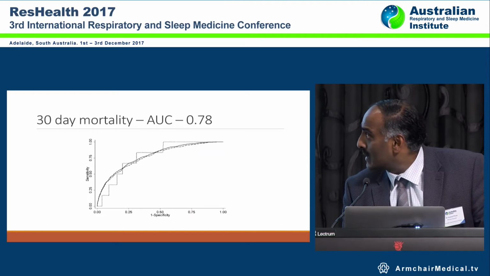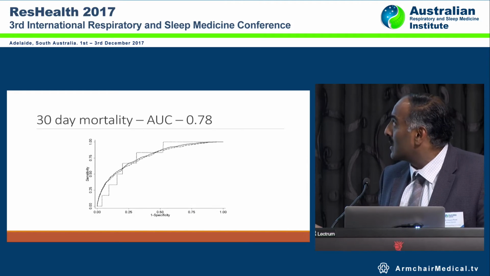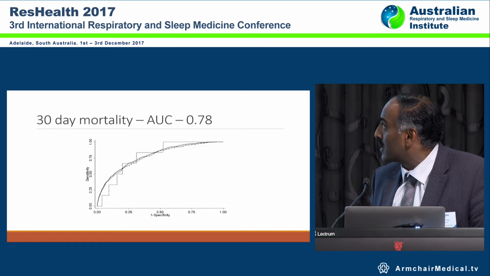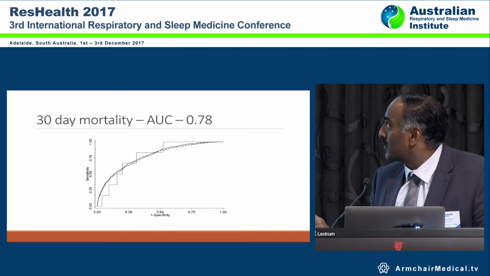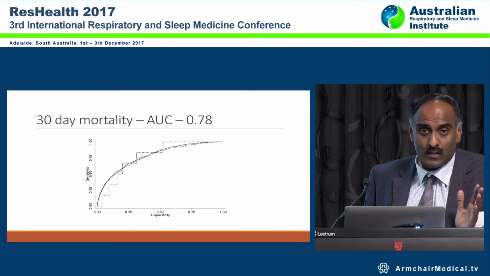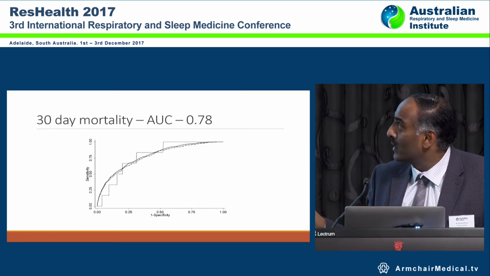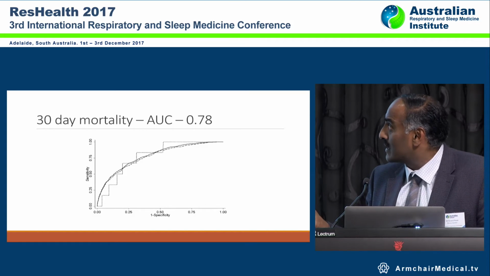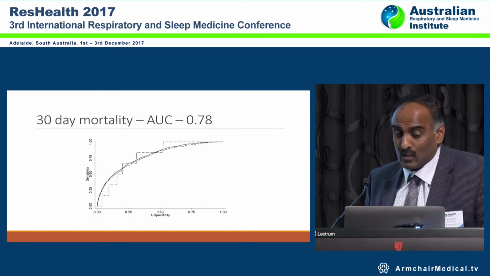So 4 years later, they looked at it, and it has an impressive 30-day mortality and is able to predict it well, with an area under the curve of 0.78, taking a cutoff of less than 65. So that is the PESI score.